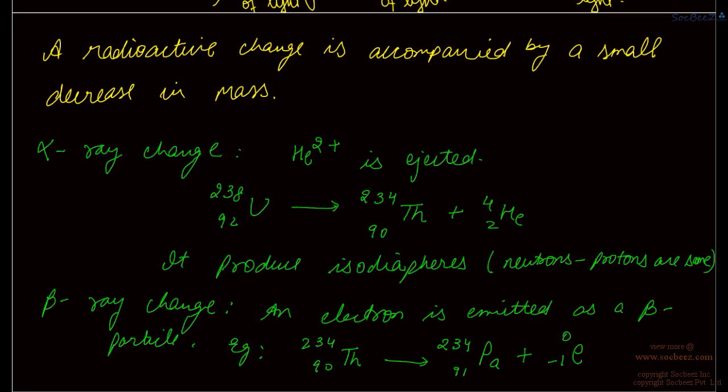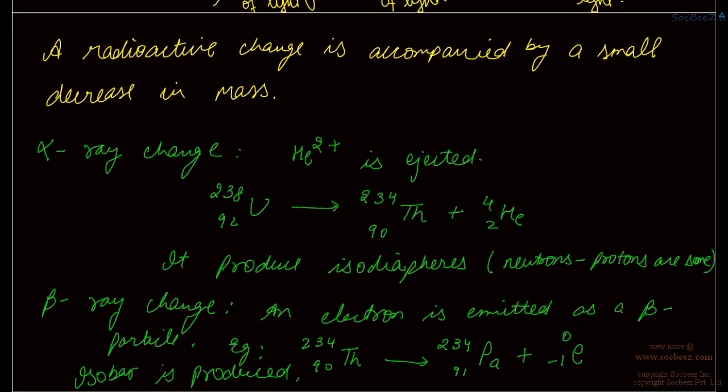Now these two elements, 90Th234 and 91Pa234, are known as isobars. That is, they have the same mass numbers but different atomic numbers. You must have studied it. So in case of beta decay or beta change, an isobar is produced.